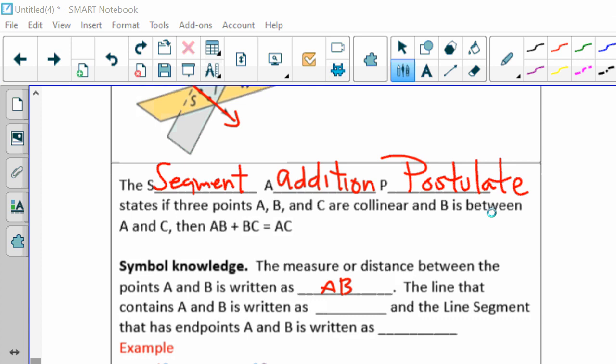So the notation that we use to represent the word distance between a couple of points is this notation. Remember, nothing written above it. The line that contains AB is written like this with a line above it. And the segment AB is written like this with a segment above it. No arrows on the end.